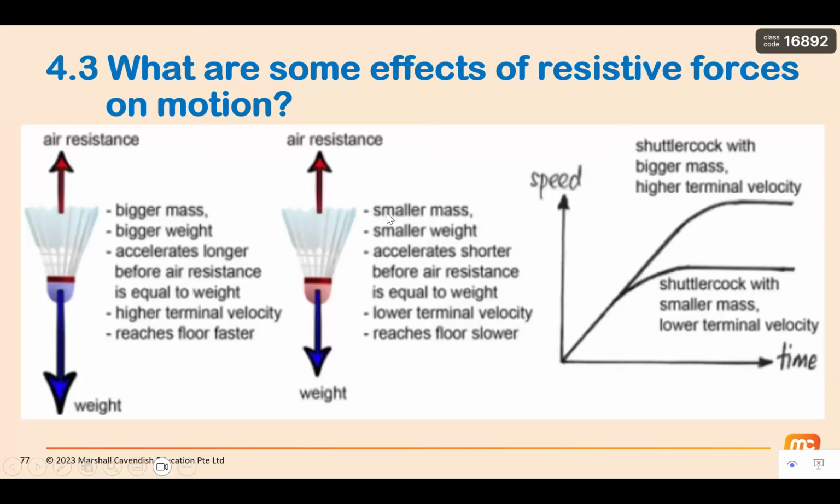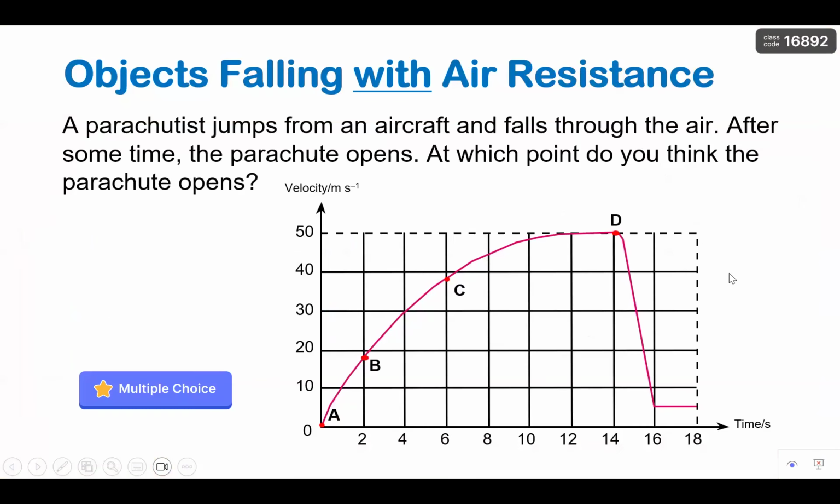But for a lighter object, it is very fast for it to reach air resistance equals weight because the weight is so small. I only need to increase the speed by a small amount, then the air resistance will be big enough to be equal to the weight. So it will reach a terminal velocity at a faster rate. The terminal velocity will also be lower, and therefore it will fall at this lower constant speed and reach the floor slower. Okay, so next question.